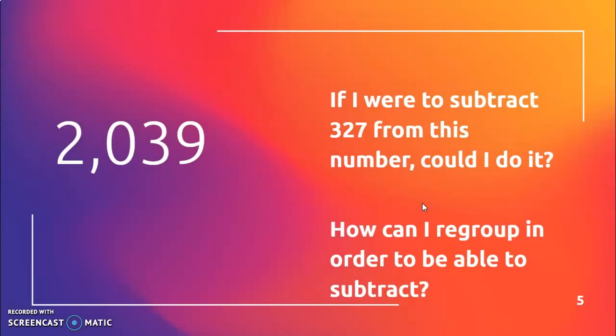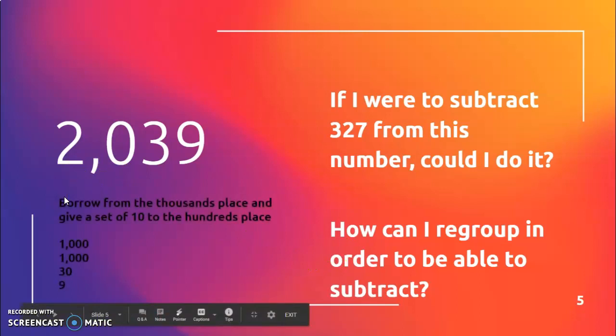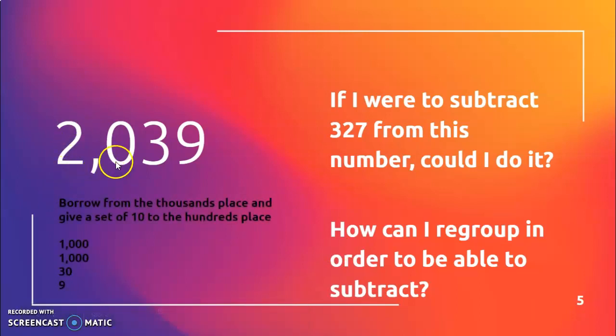So if I were to take my number and subtract 327 from 2039, could I do it? Write that equation down and let me know. If you can, how can I regroup in order to be able to subtract? Remember, this is just practice for you to expand your knowledge on subtracting with standard algorithm. Don't be scared to try. So, you're going to borrow from the thousands place and give a set of 10 to the hundreds place.